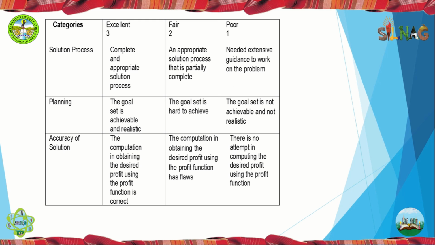Then we have the accuracy of solution, 3 points for the computation in obtaining the desired profit using the profit function is correct. 2 points if the computation in obtaining the desired profit using the profit function has flaws. Then 1 point if there is no attempt in computing the desired profit using the profit function.